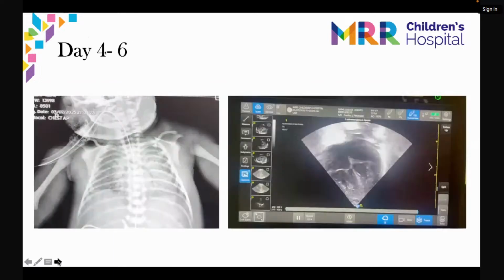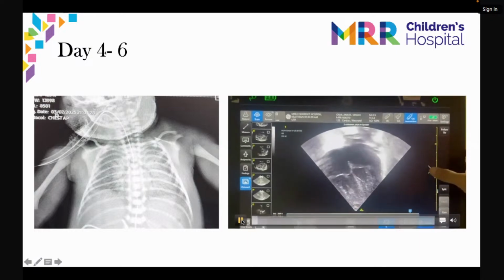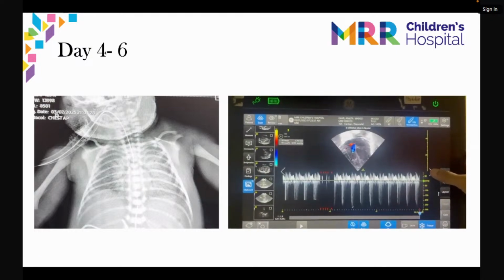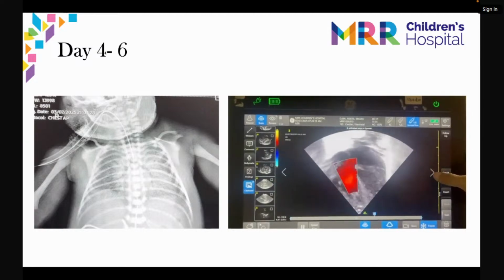The child continued to require pressures of around 16 to 18, and by day 5 of life, the lungs started again appearing hazy. There was an ET bleed, which was significant. The child had pulmonary hypertension. And this was what the echo looked like. TR continues at around 3 meters per second.